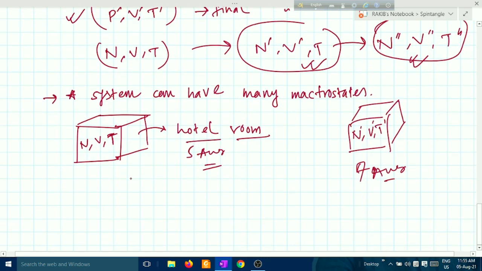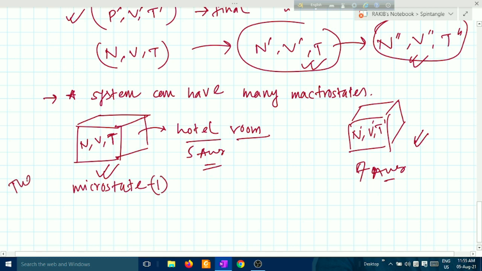Okay, this means the room is the system, and the environment is outside. The system does not change here. The room remains the room, but what changes? The situation of the room changes. This is called the system is in an initial microstate. Say this is microstate 1.